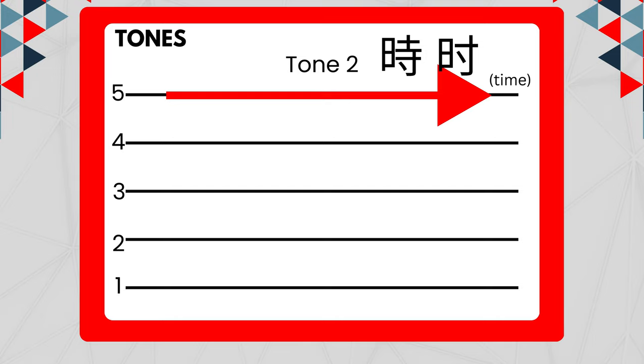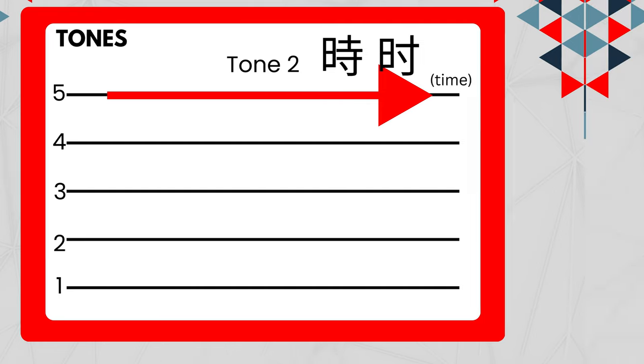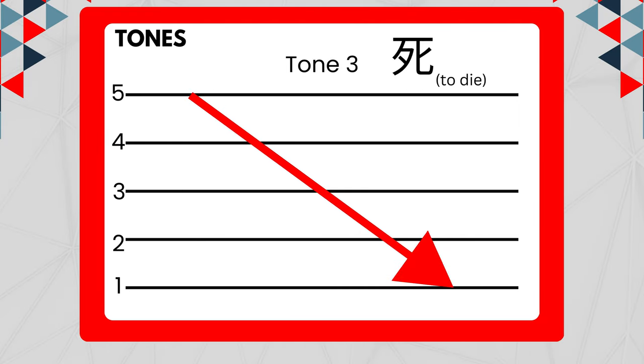Tone 2 is a level tone at a high level. The word si, meaning time, is an example of a word with this tone. Tone 3 is a falling tone starting from a high level. Some speakers may describe this tone as falling from 5 to 3 instead of 5 to 1. The word si, meaning to die, is an example of a word with this tone.